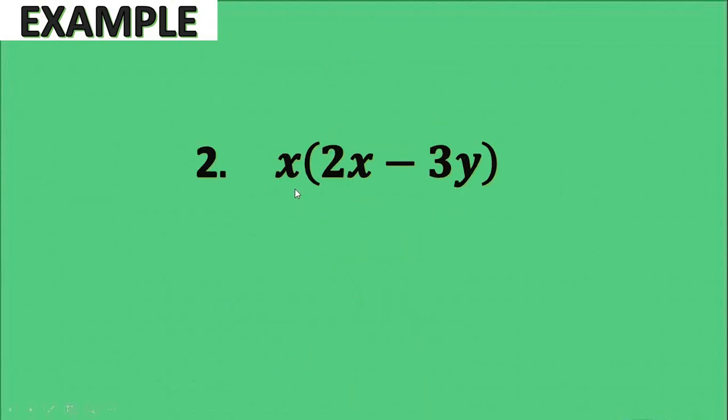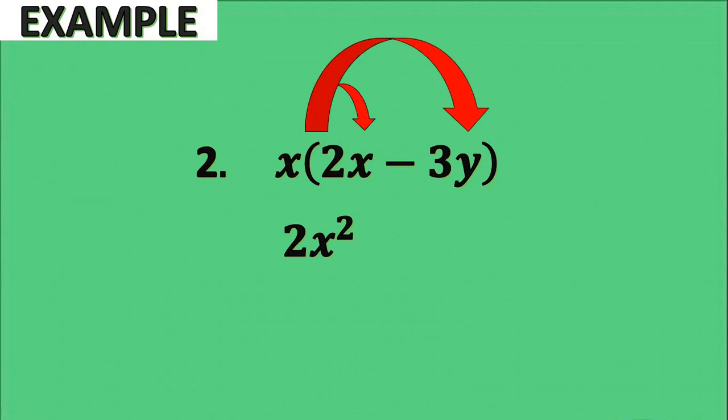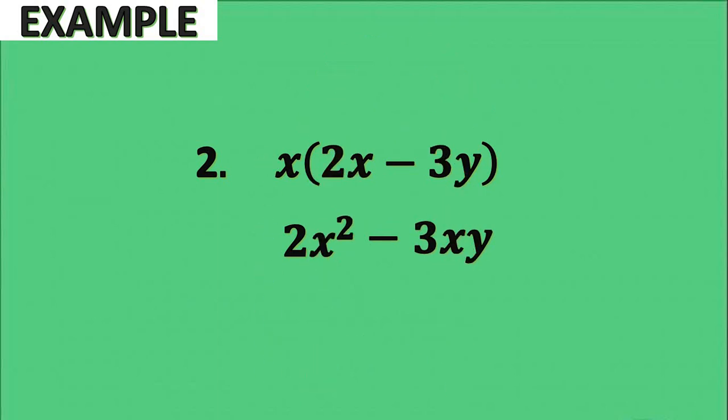For our second example, we have x times the quantity 2x minus 3y. Again, we cannot perform the subtraction between 2x and 3y because they are unlike terms. Multiplying now by distribution, we have x times 2x. The result is 2x squared. Now x times negative 3y, again x is positive, while 3y is negative because of the minus symbol here. The product of positive and negative is negative. Operation now is minus this time. The product of x and 3y is 3xy. Therefore, the answer is 2x squared minus 3xy.